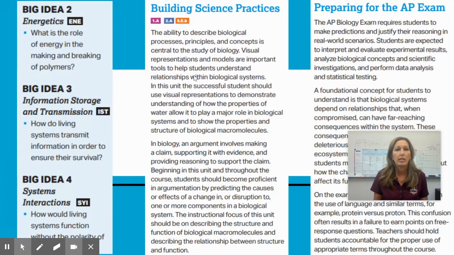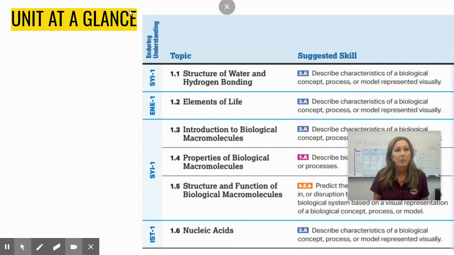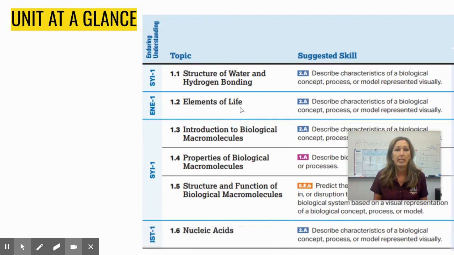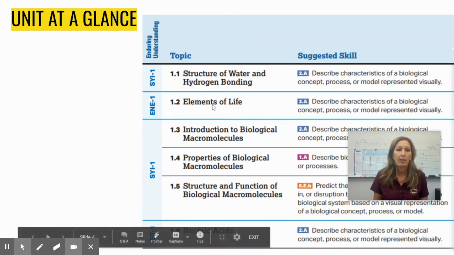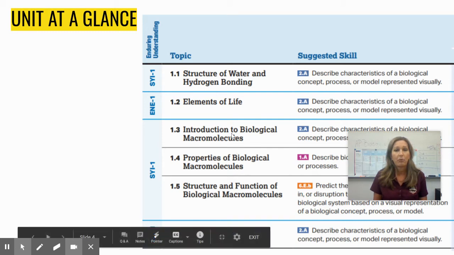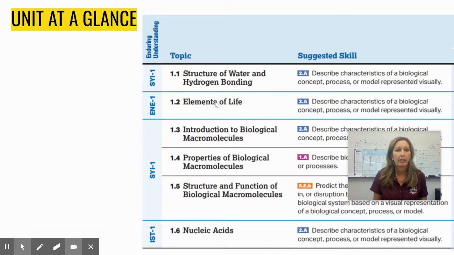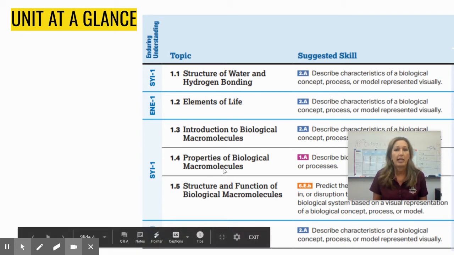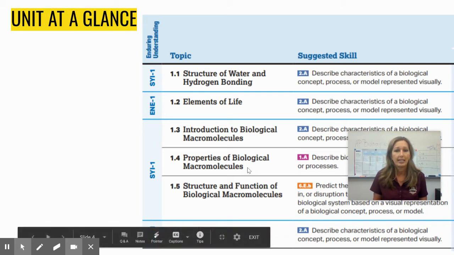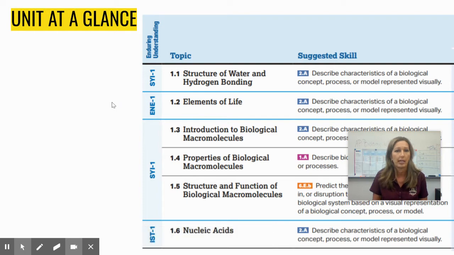So for Unit 1, as we look through the unit at a glance, we've already talked about the structure of water and hydrogen bonding. And then yesterday, for 1.2 down to 1.5, we talked about carbohydrates and lipids. So today, we're going to be talking about how this applies to proteins and nucleic acids. And 1.6 is specifically nucleic acid structure that we need to make sure that we're addressing.